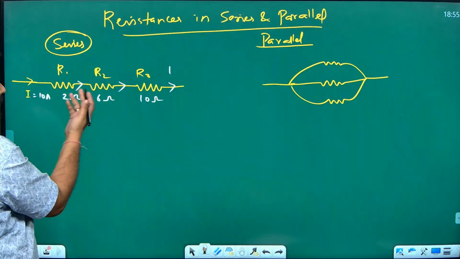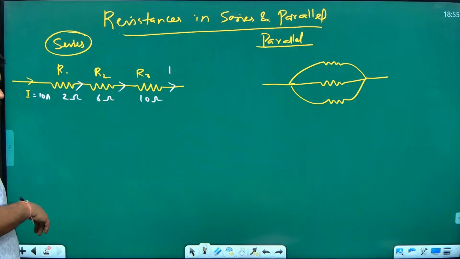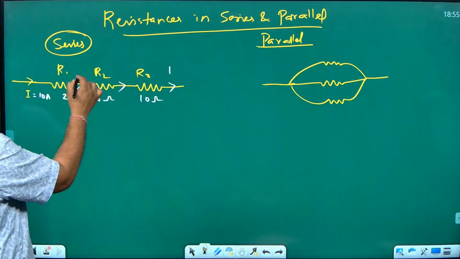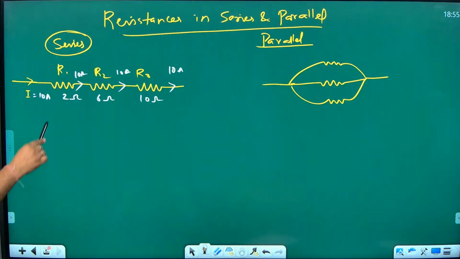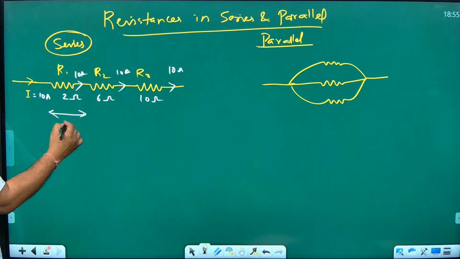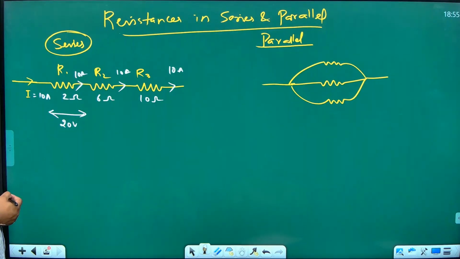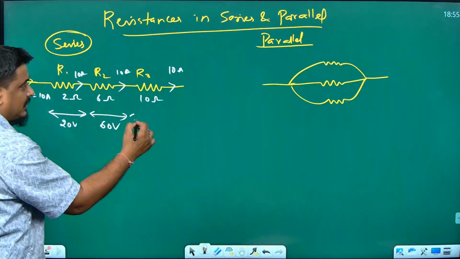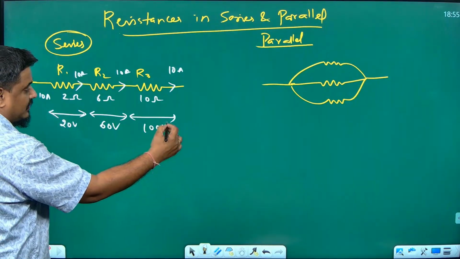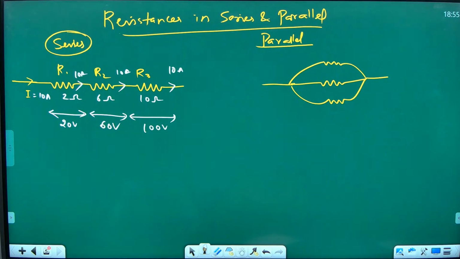But now, I just took some values of the current, like 10 ampere, 10 ampere and 10 ampere. If I ask you, what is the potential drop here now? V is equal to IR, I is 10, R is 2, how much is that? V is equal to IR, I is 10, R is 2, 20. IR, 10 into 6, 10 into 10. What happened? Current remained same, potential got divided.